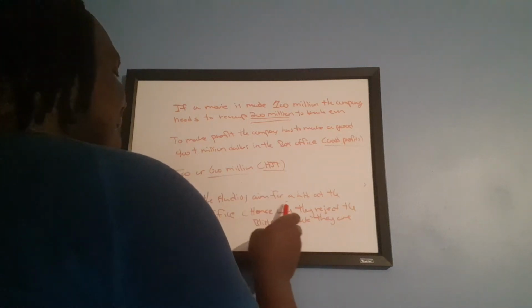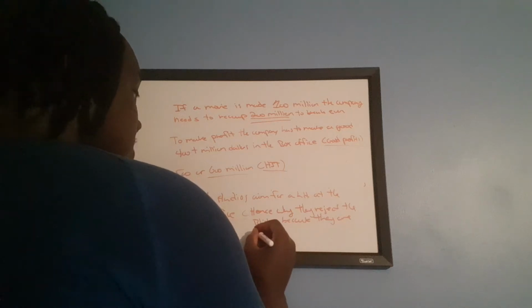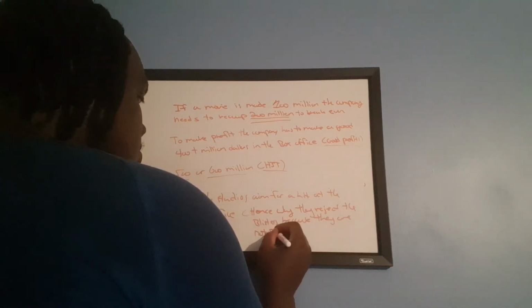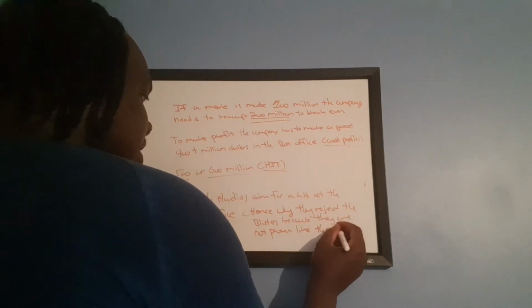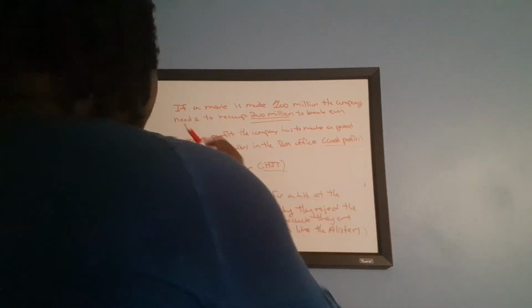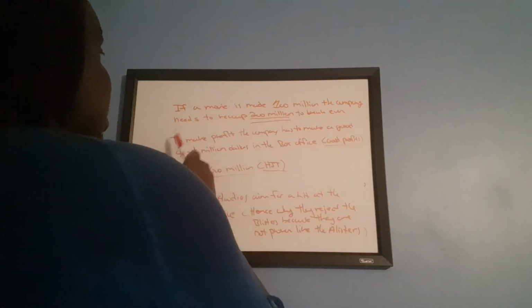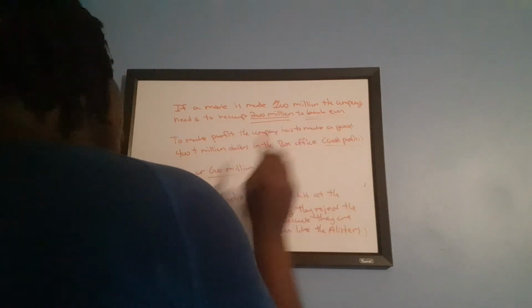So all the studios aim for a hit at the box office, hence why they reject the B-listers, because they are not proven. They're not proven like the A-listers. See what I'm saying here? I'll give you some examples later on. So if a movie is made for 100 million, the company needs to recoup 200 million to break even. 200 million just to break even.